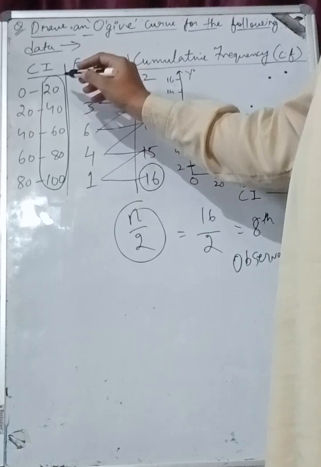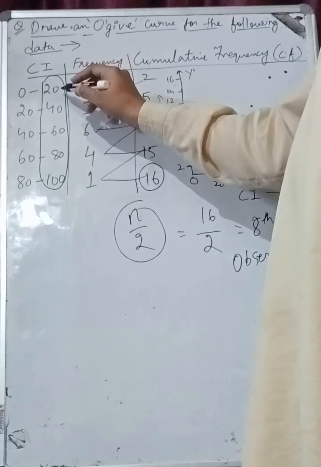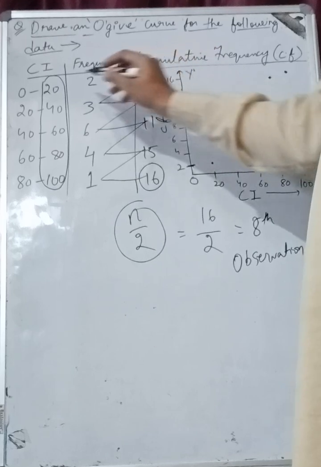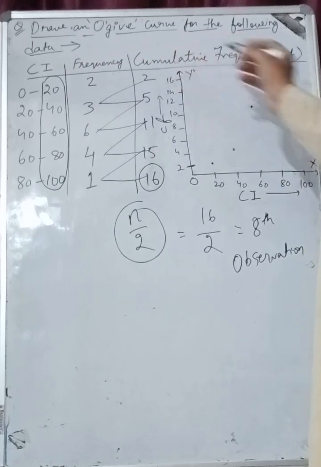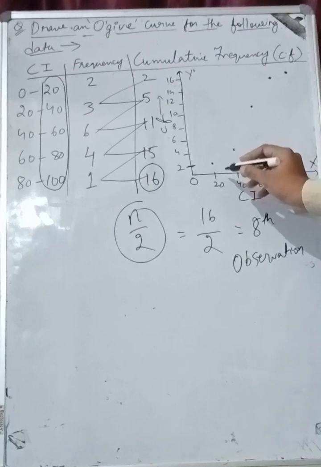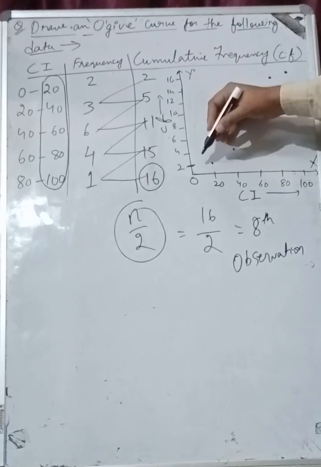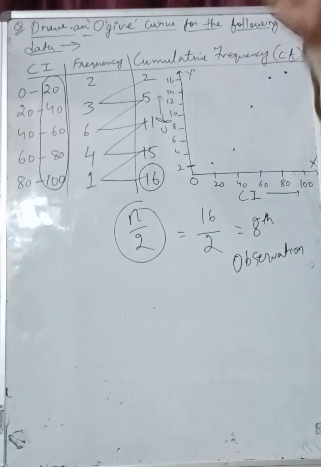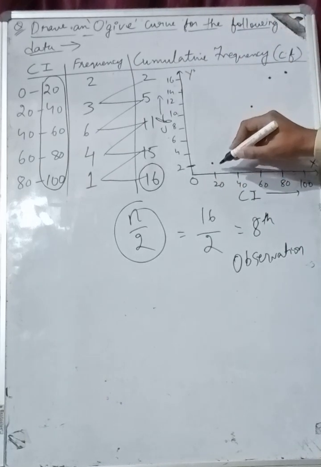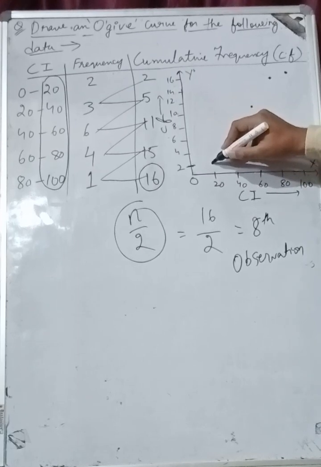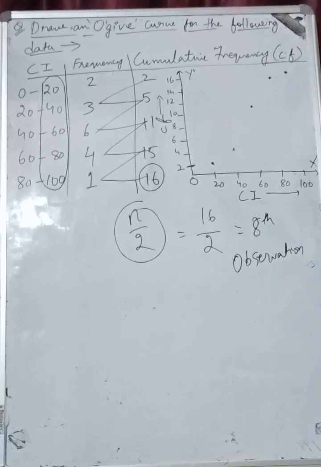The upper limit of the class interval over here is 20. The corresponding value of cumulative frequency over here is 2. So for class interval 20, the corresponding value of cumulative frequency is 2. In the graph copy, you have to notice where these two readings meet, and plot a dot over here.